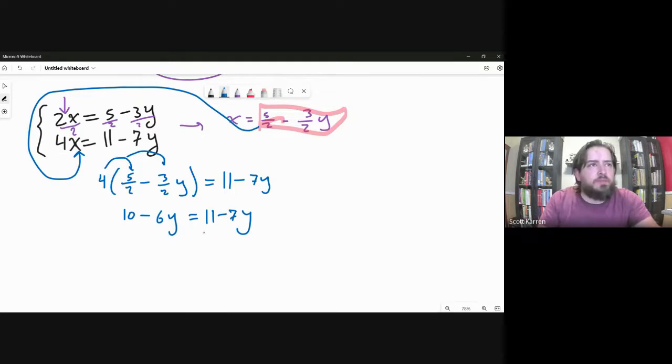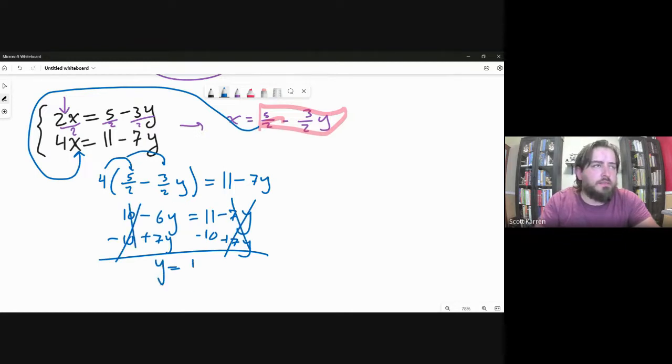Now I just want to get all of my y's onto one side, so I'm going to add 7y to each side. And since I am moving my y's to the left, I'm also going to subtract my 10, move my non-y terms to the right. And in fact, that does it for my y's. Y is equal to 1.